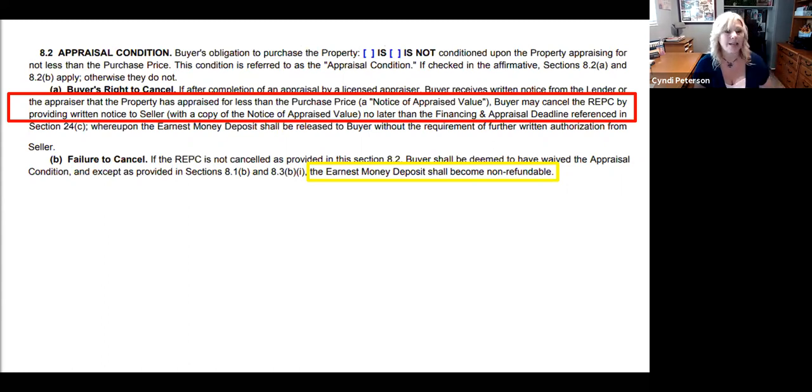So just so you're aware, if you do get a cash offer, it could be subject to appraisal. If the appraisal comes in short, less than the purchase price, I've got that highlighted here in red for you to make sure you understand there's a couple situations that need to happen. The buyer has the right to cancel, but they need to provide the cancellation in writing to the seller with a copy of the notice of appraised value from the lender.